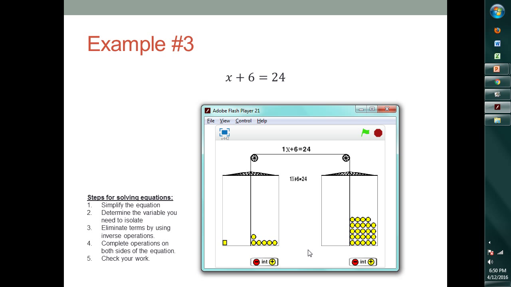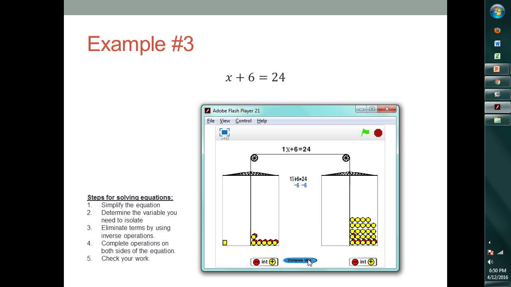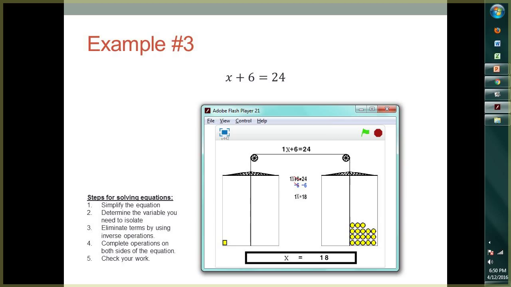I see that my x is on the left again, and I want to get it all by itself over here, so I'm going to use the opposite of yellow. In this case would be red, which would be minus 6. Minus 6 on the other side. It balances out again. Complete step, and I see that x is equal to 18. Again, I'm going to go back through, and I'm going to check my work. I got 18 for x, so 18 plus 6 equals 24. Well, 18 plus 6 is 24, so 24 equals 24, so my answer checks out.